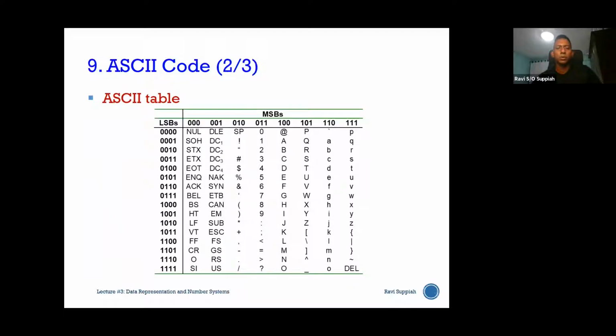If I type a capital A on my keyboard, A is here. So there is an MSB and an LSB. This is the MSB and this is the LSB. So character A would be represented by 1 0 0 0 0 0 1. This is the 7-bit ASCII code that would represent the capital A if you were to type it out on your keyboard. These are all the others; this is a full table, just for your information only.